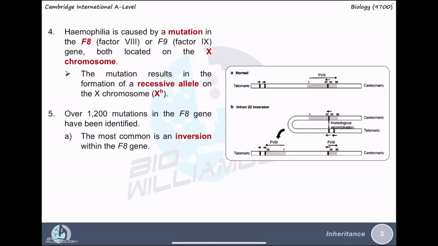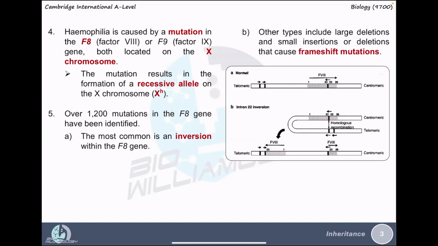And the most common is an inversion within the F8 gene. Let us look at what is meant by the inversion. If you look at the F8 gene, there are exons 1 all the way to 26. Due to the inversion, you can see that exons 1 to 22 are located at one end, and 23 to 26 are located at the other end. In terms of direction, there is an inversion, because under normal condition, this is the direction. But now you can see that due to the inversion, the factor 8 gene is mutated.